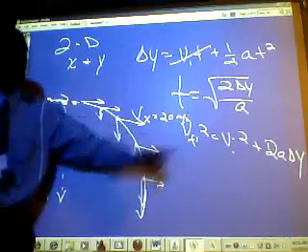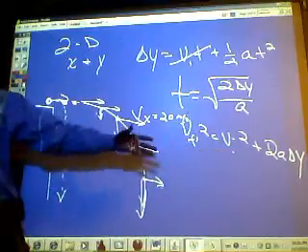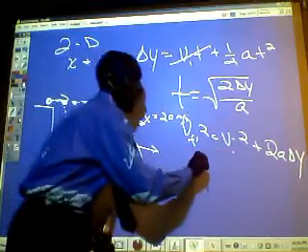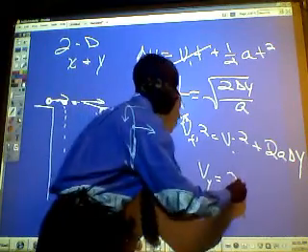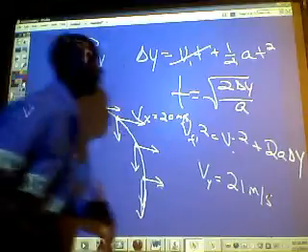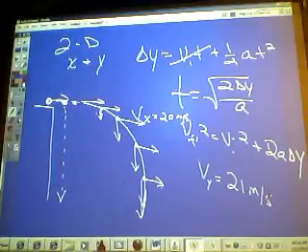If I'm looking for my final velocity in the y direction, I'll solve for it using a formula like this. If I get the value 21 meters per second, what is my final velocity? What is the velocity with which this projectile hits the ground?